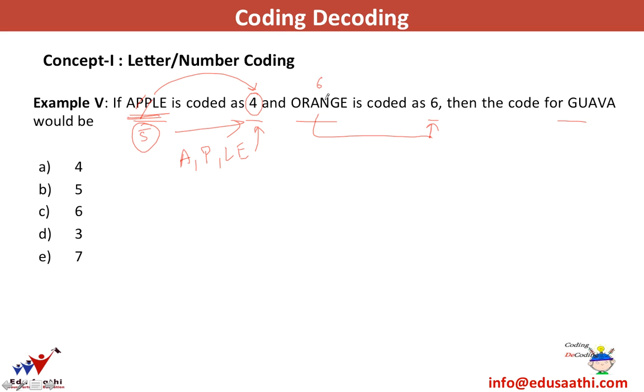In orange I have 6 unique alphabets. So that is why this 6. In guava, how many unique alphabets do I have? I have a G, I have a U, I have an A and I have a V. This A is a repetition. So how would guava be coded as? Again 4. So what is my right option here? The first part.